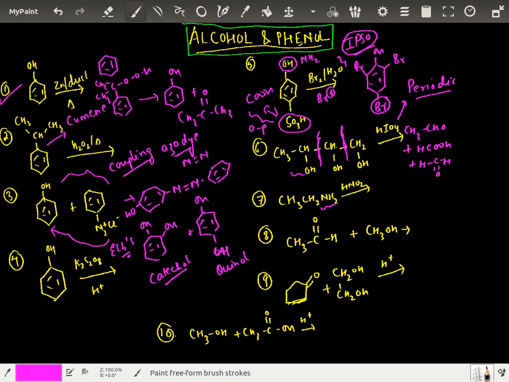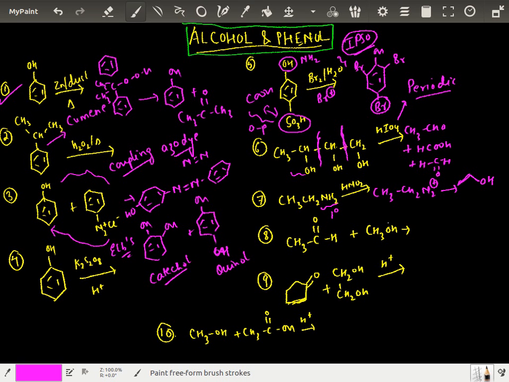Next, this method is used to convert primary amines into alcohol, right? Of course the reaction proceeds via formation of the diazonium cations, which is in fact replaced by OH and giving us two carbon. This is ethanol over here, so we get ethanol formation.